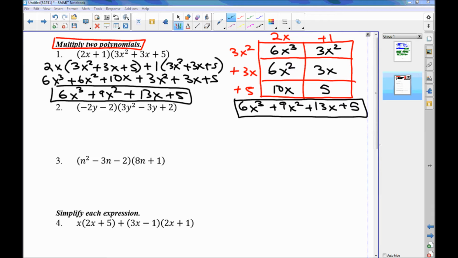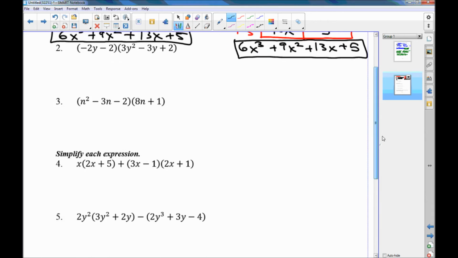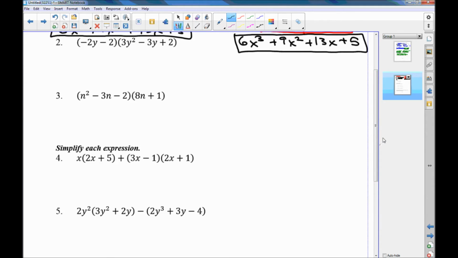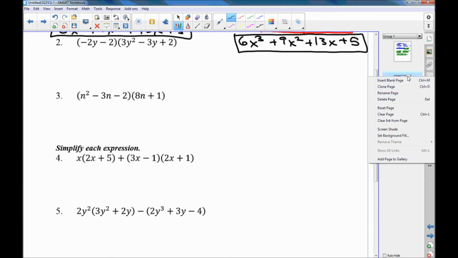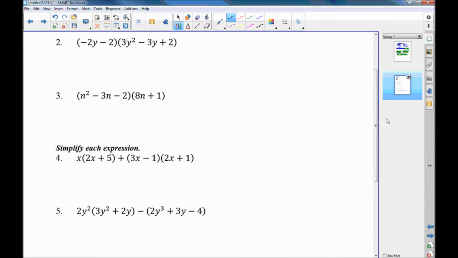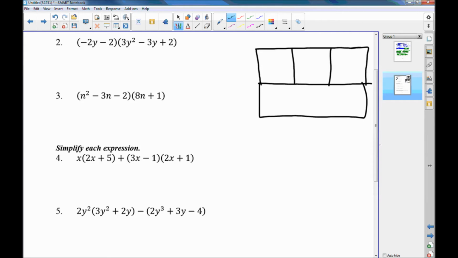Okay. All right, number 2, very similar. So we'll scroll this up, let's clear out a little bit. We have a 2 by 3 again, so we can draw our box 3 across 2 down or 2 across 3 down, it doesn't matter. Last time we did 2 across 3 down, so I'll do it the opposite way this time. We're doing negative 2y minus 2 and 3y squared minus 3y plus 2.